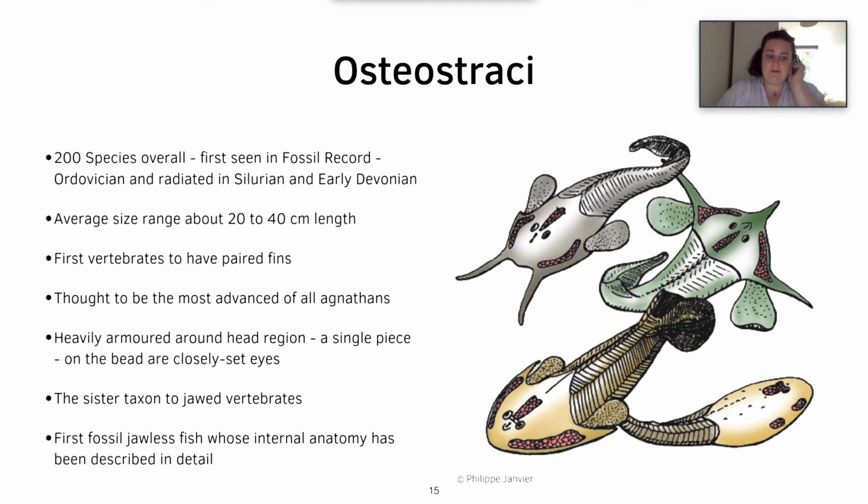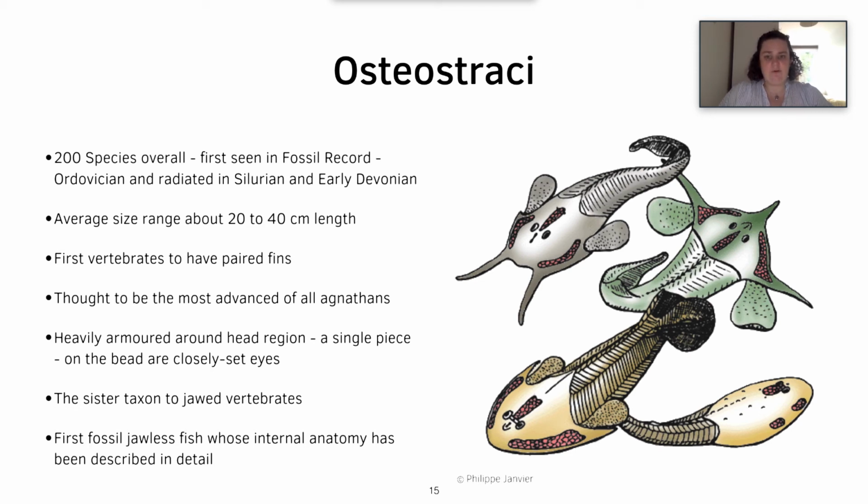They're thought to be the most advanced of all Agnathans, with a really heavily armoured head region, a single bony piece of armour, and closely set eyes on the head. On the PowerPoint, that should say head and not bed or bead. They are also the sister taxon to all jawed vertebrates, and they are the first fossil jawless fish whose internal anatomy was described in detail.